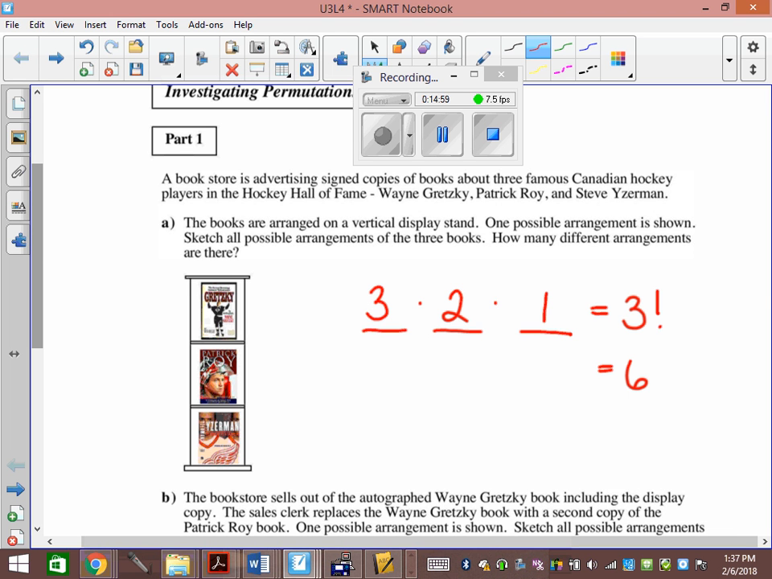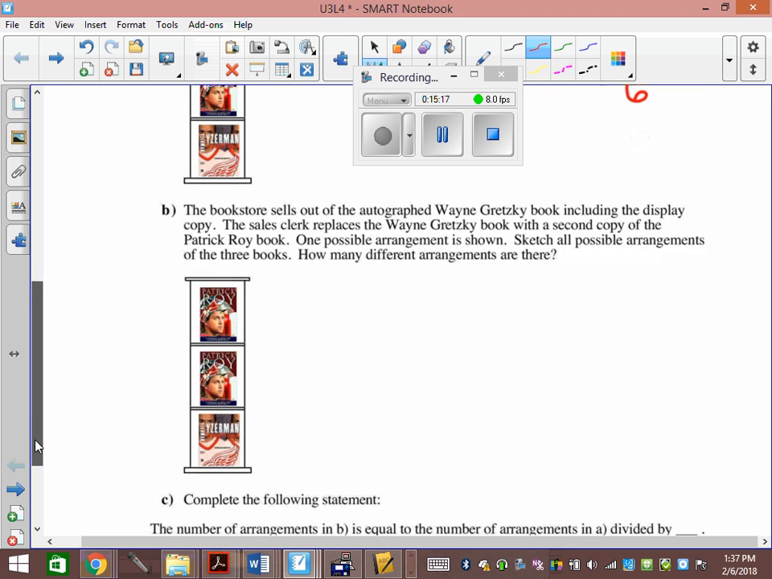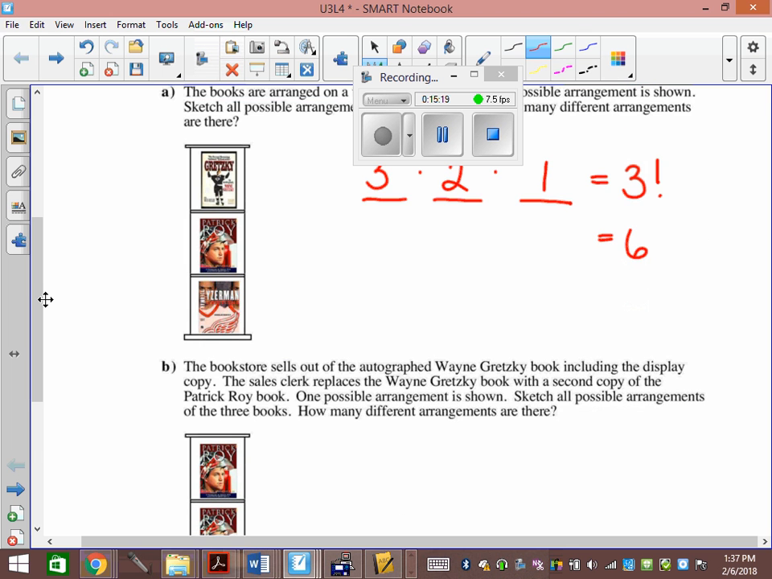Then here is B. The bookstore sells out of autographed Wayne Gretzky books, including the display copy. So all of them are gone. The sales clerk replaces the Wayne Gretzky book with a second copy of Patrick Waugh's book. One possible arrangement is shown. Sketch all the possible arrangements of these three books. How many different arrangements are there? So what's the difference between this one and this one?